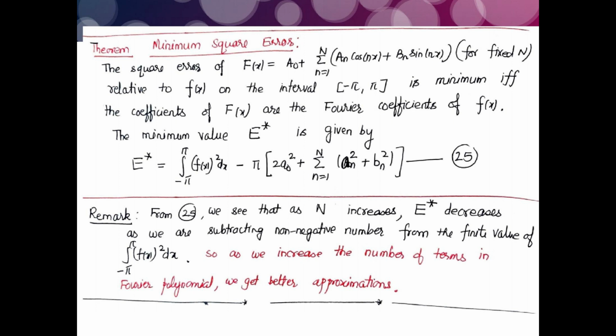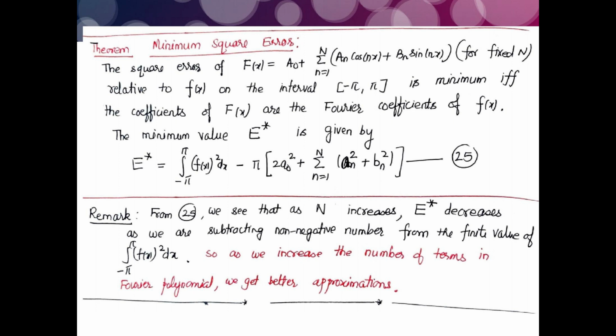Now, a very important observation here. The first term in this error is integration from minus pi to pi f of x square dx. For a given function, this expression is always going to have a finite and constant value. But in the second expression, we have capital N. So we can approximate the polynomial by any number of terms, maybe 3, 4, and so on.